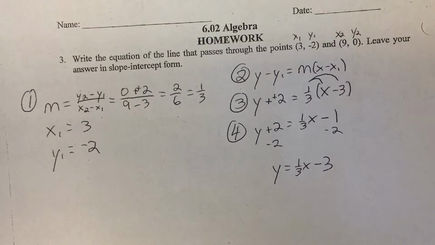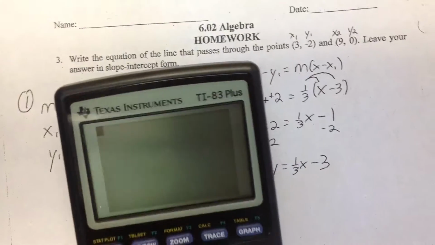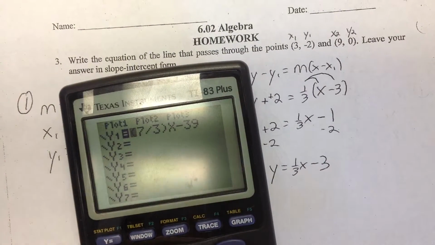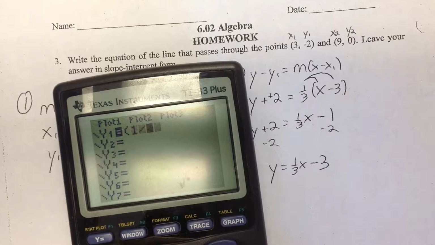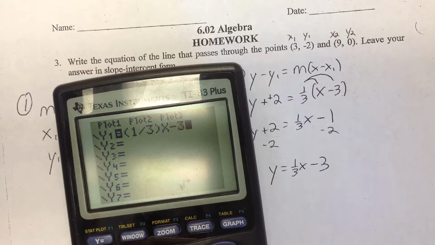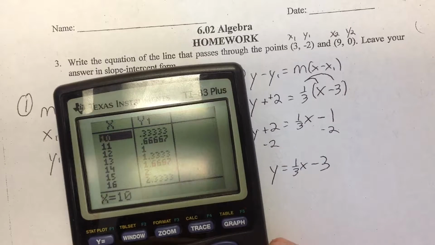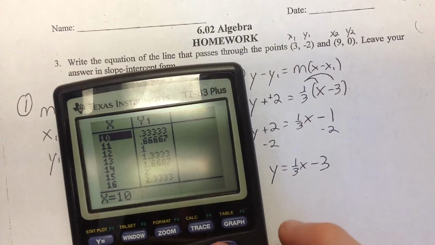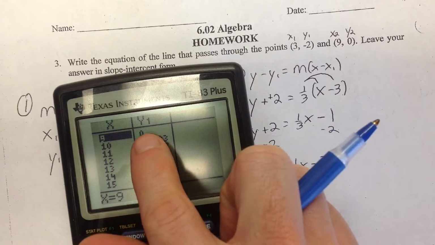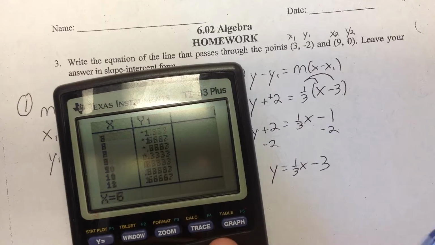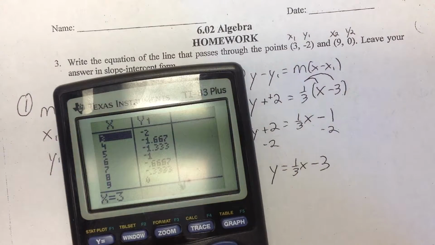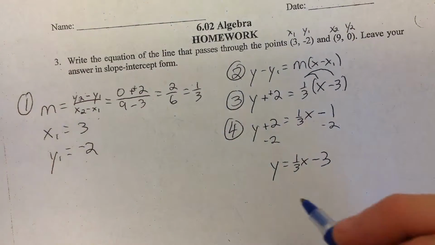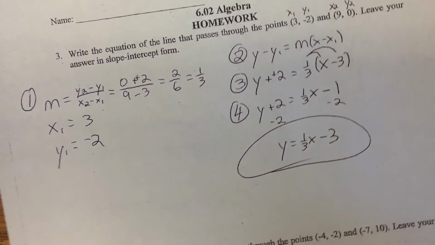Now, when you're checking a problem like this, we're still going to put it into y equals. We're going to clear out what's in there. We're going to type in 1/3 x minus 3. The only difference here is you want to check to make sure both points are in there. So there's 9, 0. And now we also want to make sure that 3, negative 2 are in there. Yep, and they're both in there. So this one checks out.